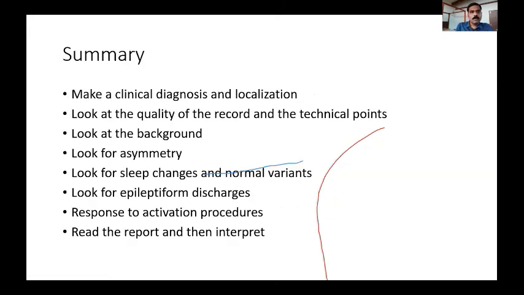So to summarize, whenever you have an EEG record, always first have a clinical diagnosis and a clinical localization. Then look at the quality of the record and the montages. Look at the sensitivity and the filters. Look at the background, look for any asymmetry, look for sleep changes and the normal variants, then look for epileptiform discharge and the localization. Then look at the response to activation like photic and hyperventilation. Okay. Then read the report and interpret.